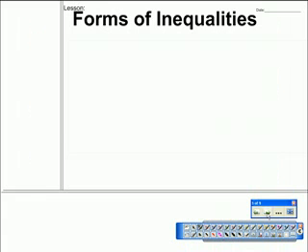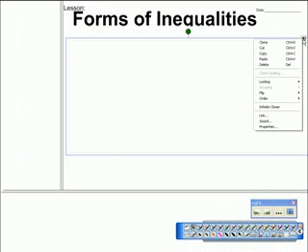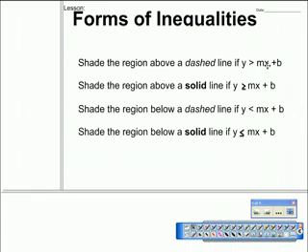Now these are the forms. We've already mentioned all these things, so if you're going to put these in your notes, I would put just a shorthand version of them. This just talks about where you shade and what kind of line. And it's all stuff we've looked at already.